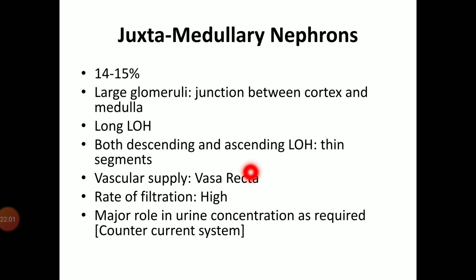Now, when you are talking about the juxtamedullary nephron, it is supplied not only by the peritubular capillaries but also by the vasa recta, and the rate of filtration in the juxtamedullary nephron is higher. This juxtamedullary nephron is basically associated with urine concentration as required, that is, with the counter current system or counter current mechanism.